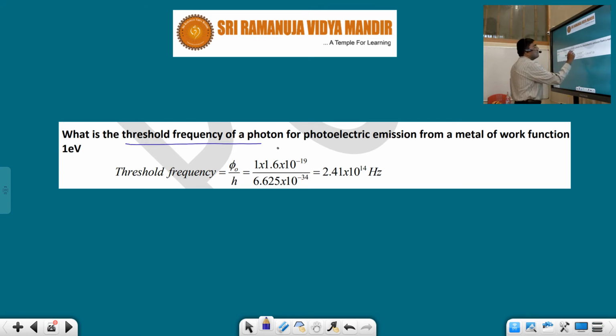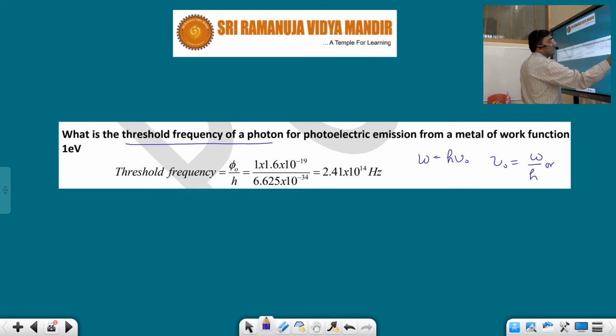So threshold frequency of a photon you have to find. Very simple. Threshold frequency, W is equal to h nu naught. Threshold frequency is nu naught. Nu naught is equal to W by h. This you can also write as phi by h. So that's what it is. You can find out.